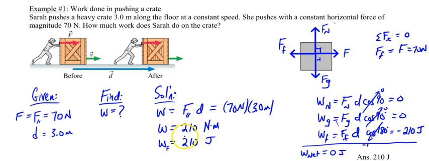There's positive work being done by Sarah on the crate, and then there's negative work being done by the force of friction. And the sum of those two works add up to 0.